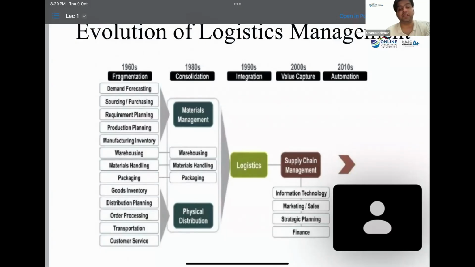So the key drivers of logistics evolution were globalization of markets, technological innovation, customer demand for faster delivery, cost efficiency pressure, environmental and sustainability concerns, outsourcing and specialization of logistics providers.